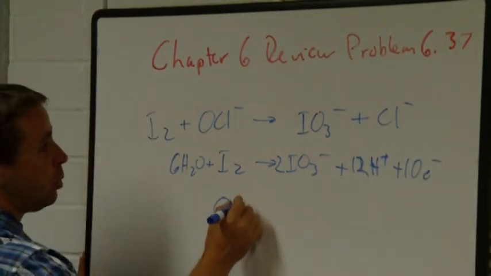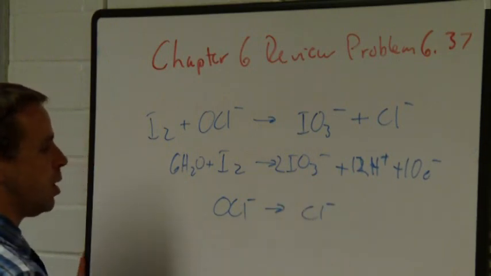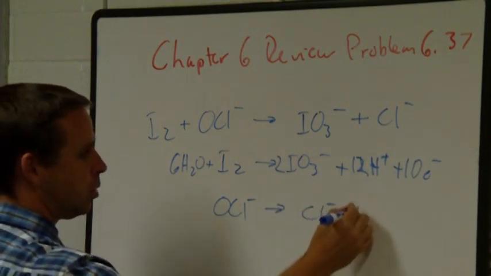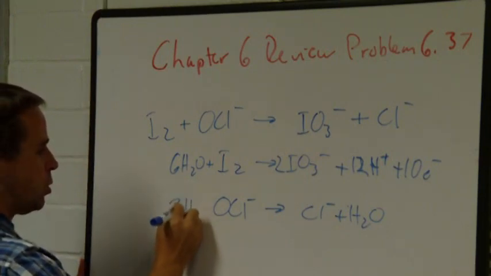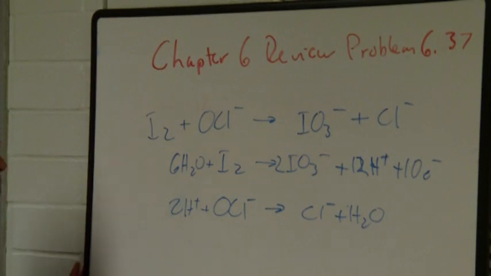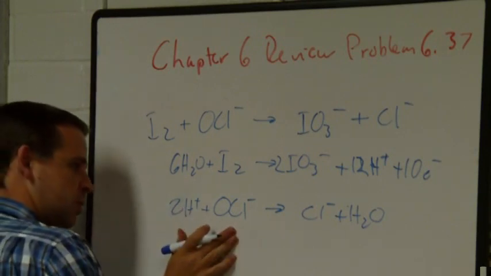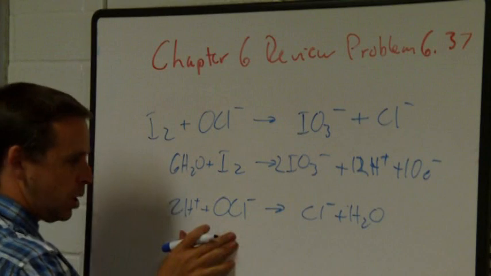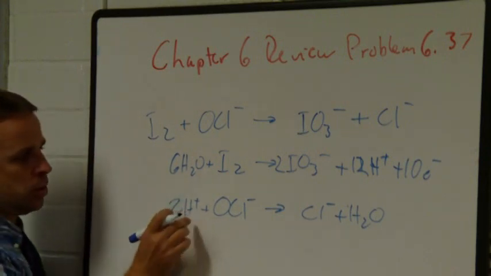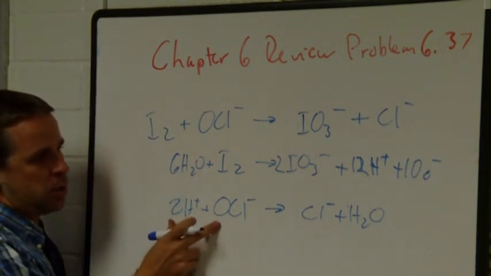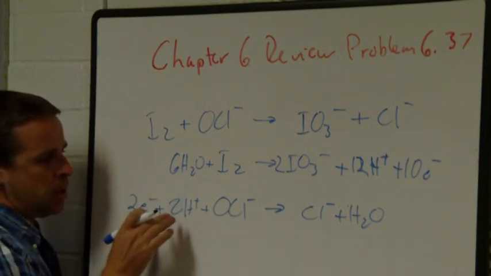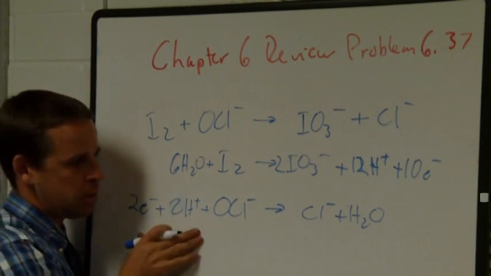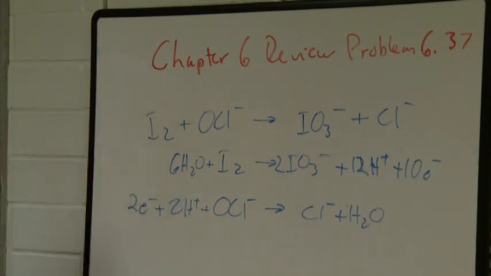Okay, OCl minus going to Cl minus, right? Water over here to balance the oxygen. 2 H pluses over here to balance the hydrogens. And now this is the more positive side. It has a charge of +1, the 2 pluses and the 1 minus, +1, and we need 2 electrons to get to a -1. All right, so we add charges to the more positive side to get equal charges on both sides.